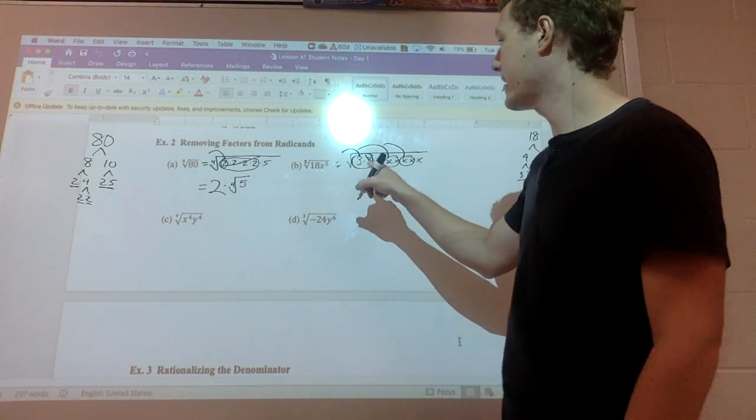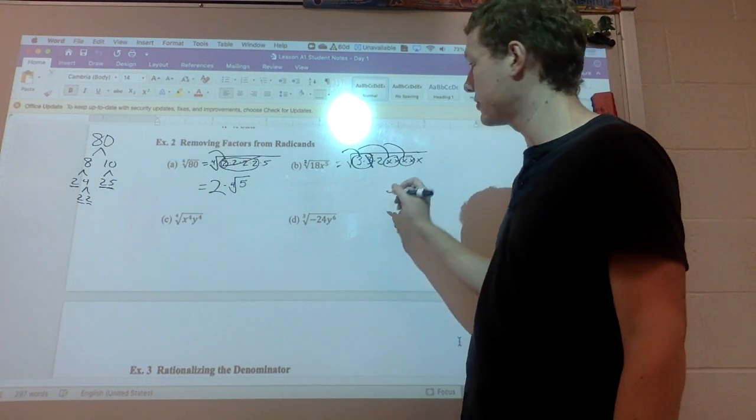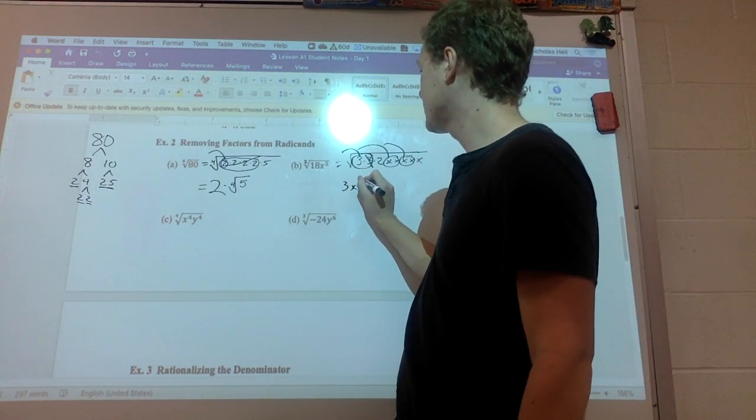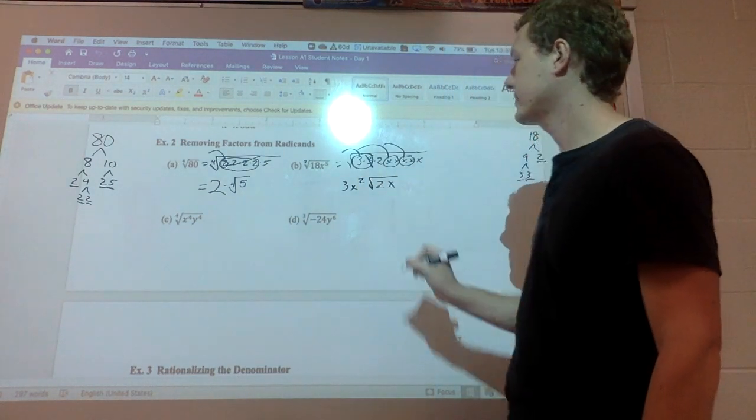Now, what did I actually pull out of the radical? I pulled out a 3 and 2 x's, but remember we're multiplying, so that's a 3x squared. And what's still left over is a 2x.